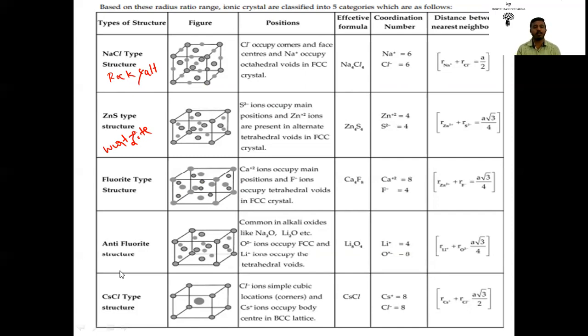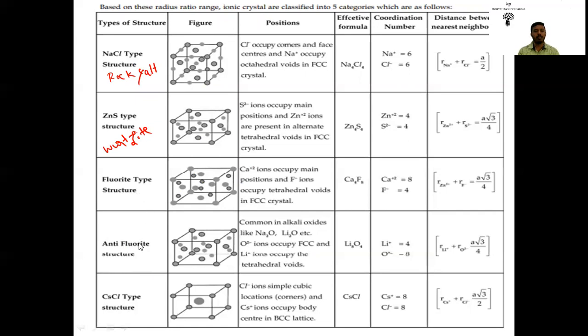Then the fluorite type of structure. The general formula is Ca4F8. Here Ca2 plus ions occupy the main position and F minus ions occupy the tetrahedral voids in the FCC crystal. The coordination number for cation is 8 and for anion is 4, and the nearest neighbor distance is a root 3 by 4.